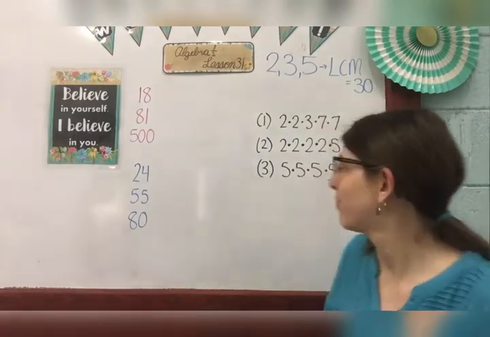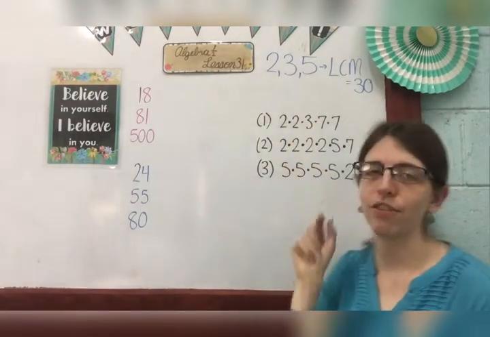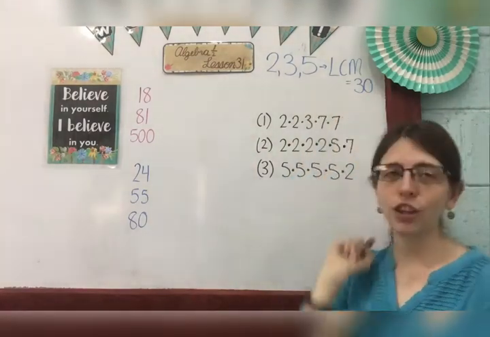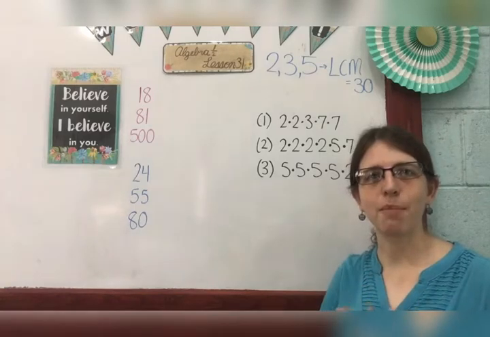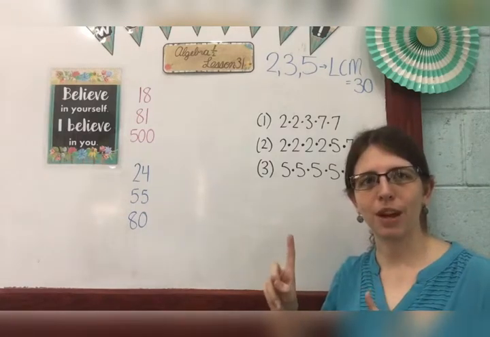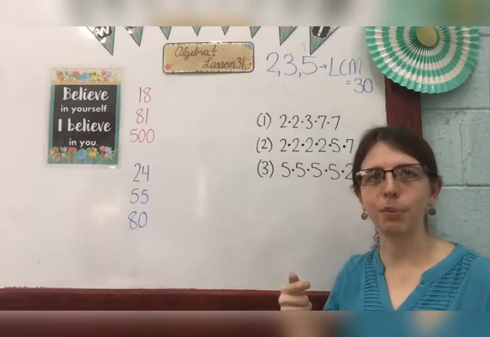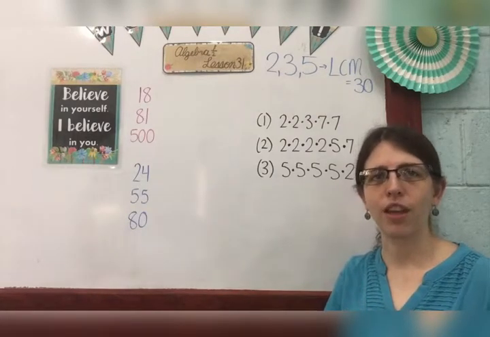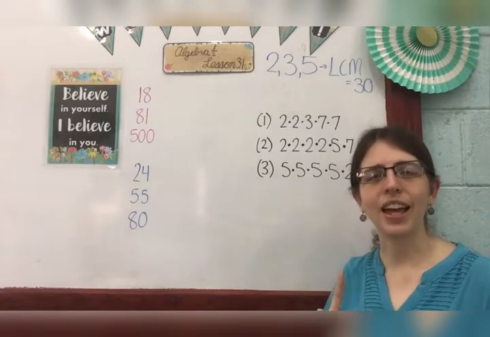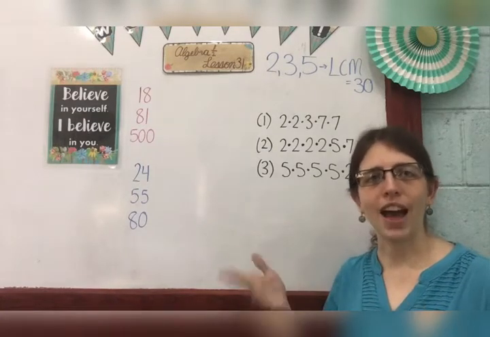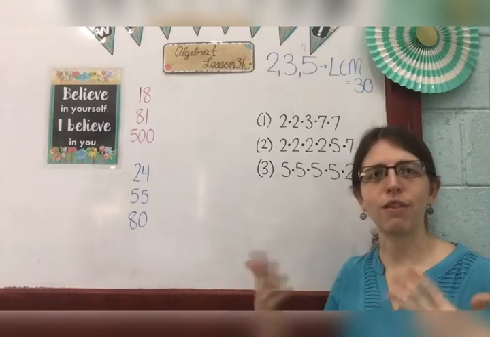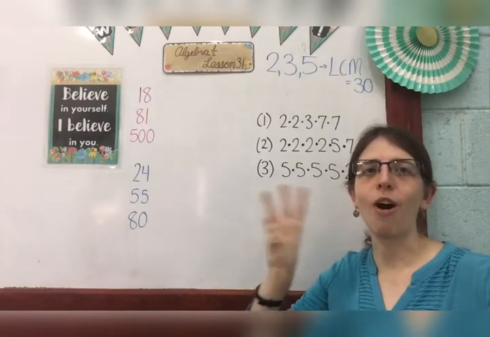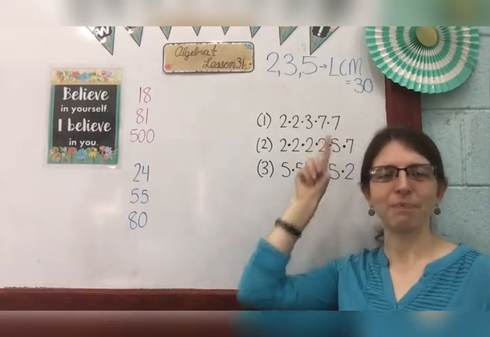So, for example, 2, 3, and 5. Their least common multiple, also known as the LCM, is 30, because that's the smallest number that all three of those numbers have in common as a multiple. The multiples of 2 are 2, 4, 6, 8, 10, so on and so forth. 3, 6, 9, 12, 15, 5, 10, 15, 20, 25, 30, 35. So those are their multiples.